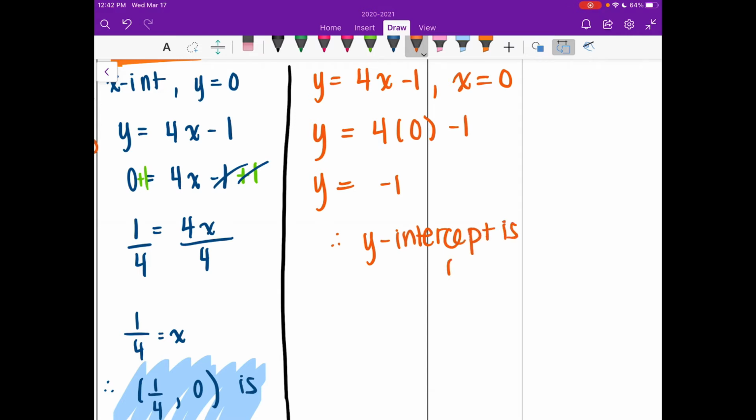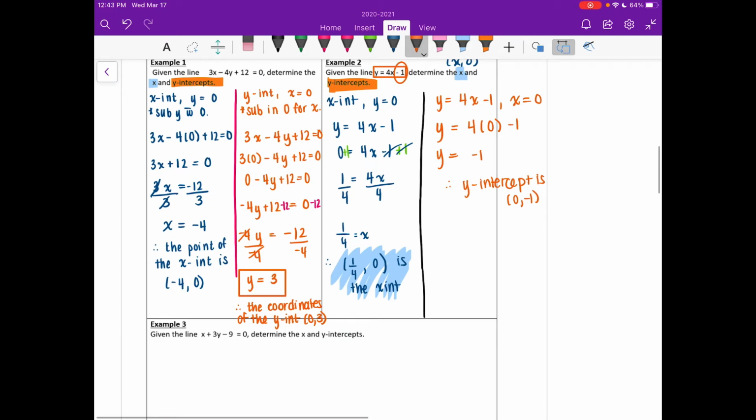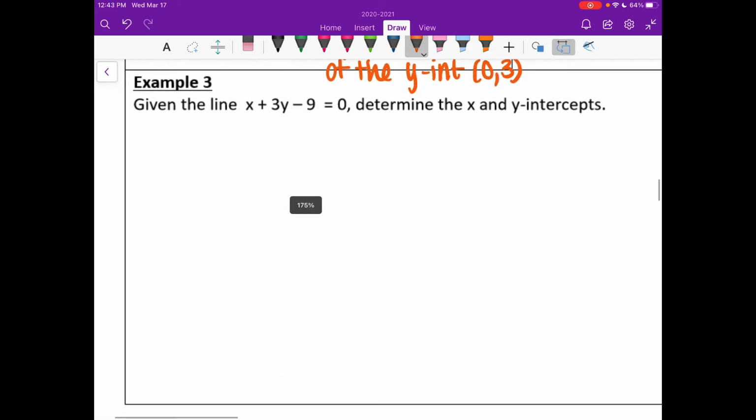is 0, negative 1. And you'll remember from when we learned y equals mx plus b, that makes sense because that's b, right? And our b value is always going to be our negative 1. So if you remember that from yesterday's class where we learned y equals mx plus b, that makes sense. Our b value always represents our x coordinate, or our y-intercept anyway. So we could have figured it out like that as well.